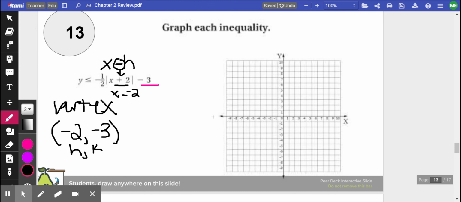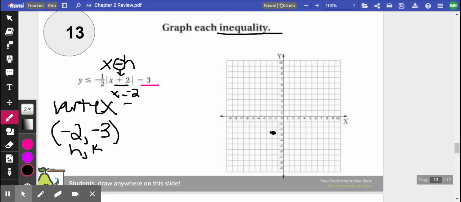So if you're graphing an absolute value inequality or an absolute value equation, you're going to do the same thing. You're going to first plot your vertex. So I'm going left 2 and down 3, and I'm putting a point.